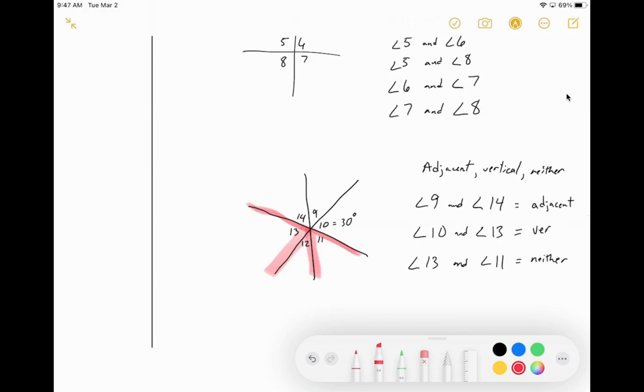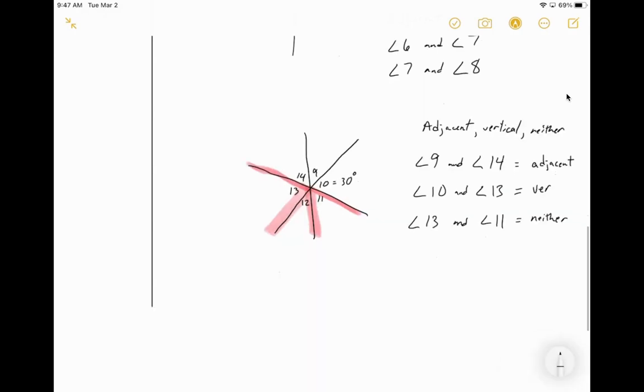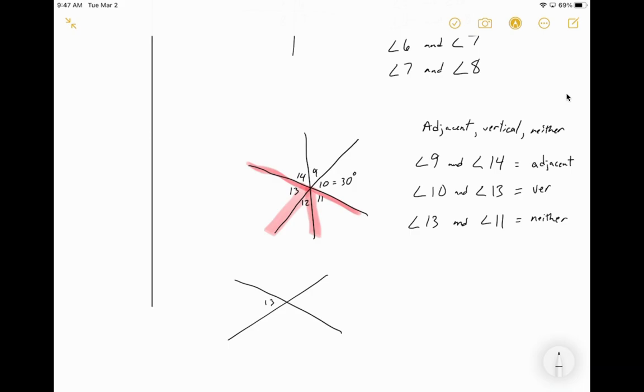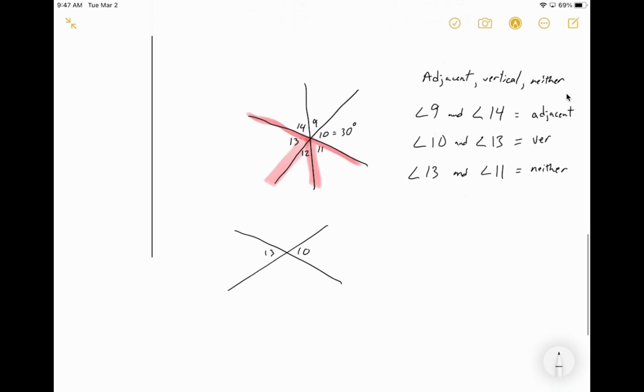But if I was to separate it, and that's a good way to look at it, you kind of separate it out. Okay. Angle 13 and angle 10 look like this. If I was to take it out of the picture, that's what it would look like. Whereas angle 13 and angle 11 would look like this. Do you see the difference? Right? So these ones are vertical, and these ones are neither.